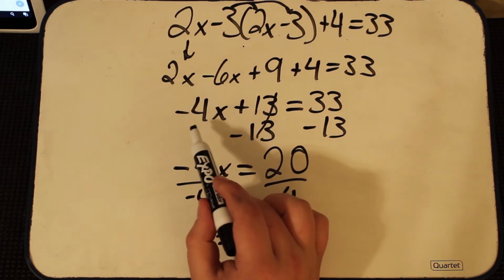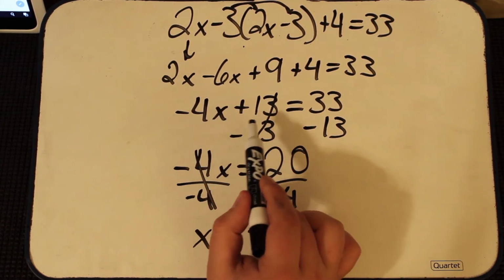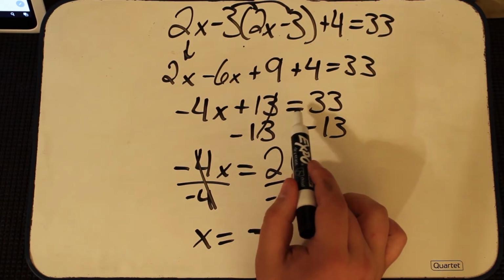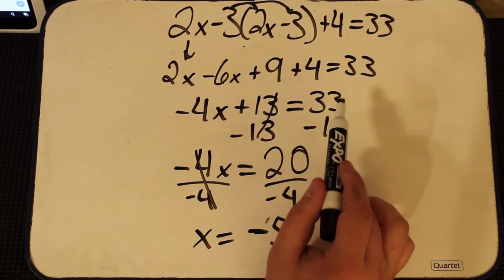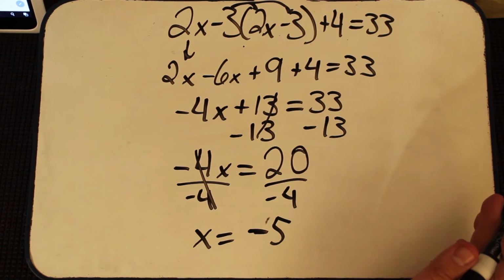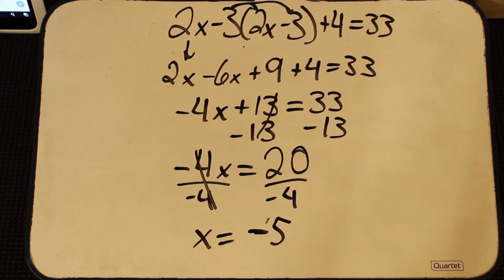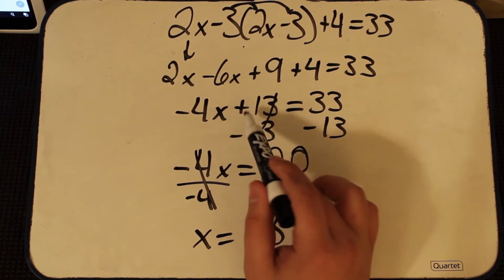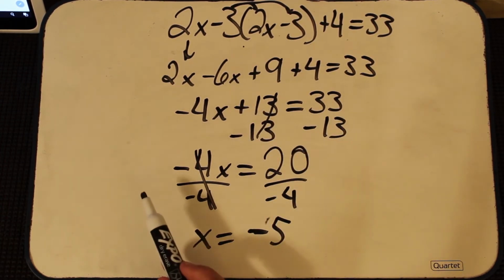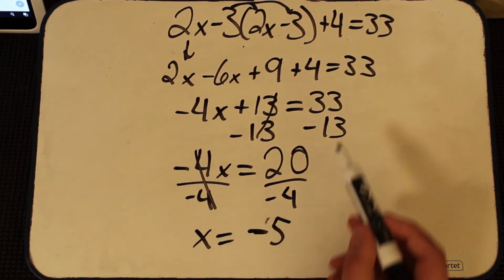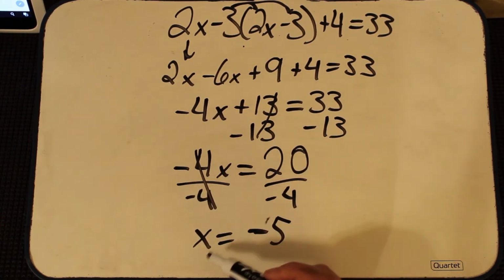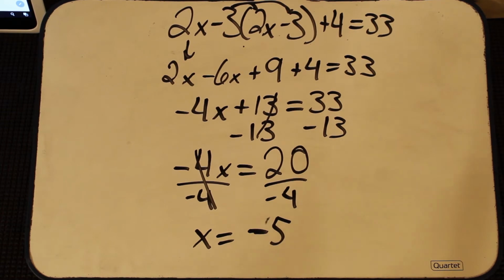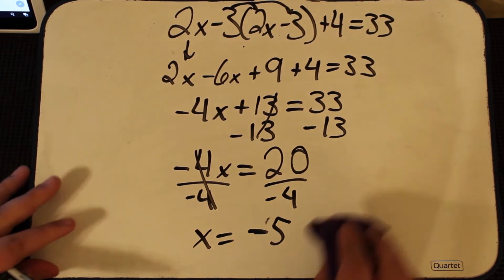And I combined my x terms and I got negative 4x plus 13 when I combined my regular numbers together, and that still equals 33. Well, now I have a two-step equation. So let's treat it that same way. I subtracted 13 from both sides because I have that plus 13. Then I was left with negative 4x equals 20 divided by negative 4 to get x by itself. And I got x equals negative 5.